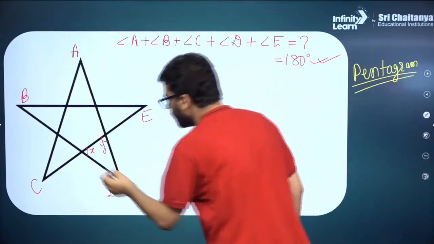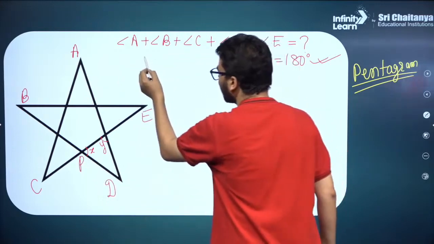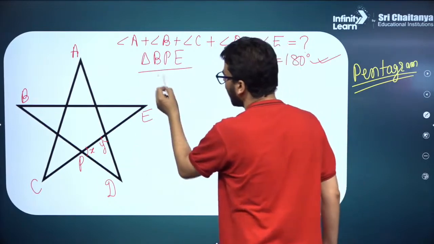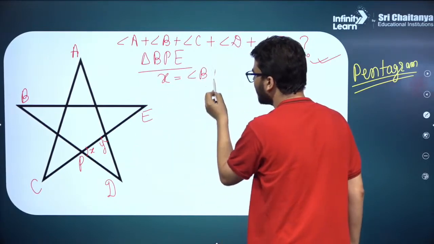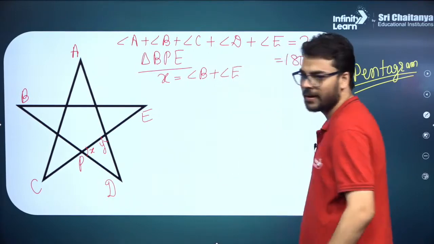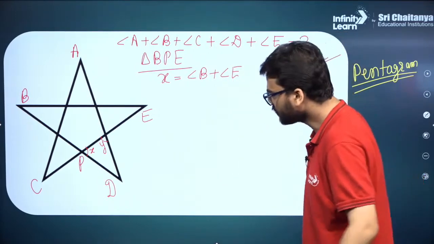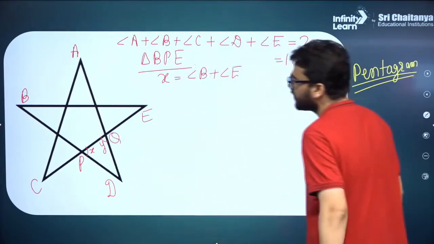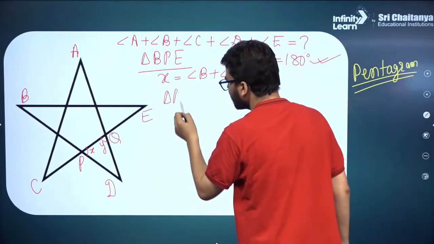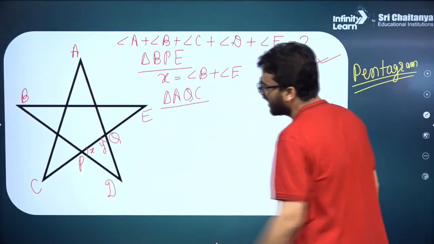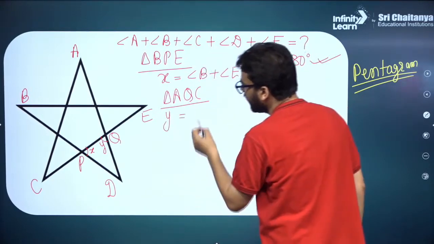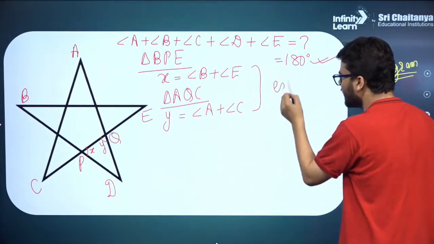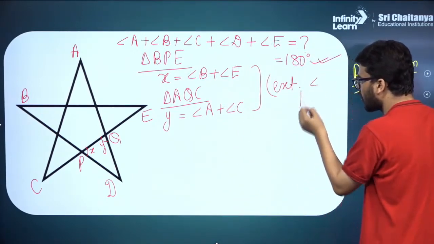Suppose I'm naming it P over here. If I talk about triangle BPE, can I not say that angle X is equal to angle B plus angle E, exterior angle property? Correct? I can do that over here. Now suppose I name this point as Q. If I see the triangle AQC over here, can I say that angle Y will be equal to angle A plus C? Because these are exterior, we are using the exterior angle property.